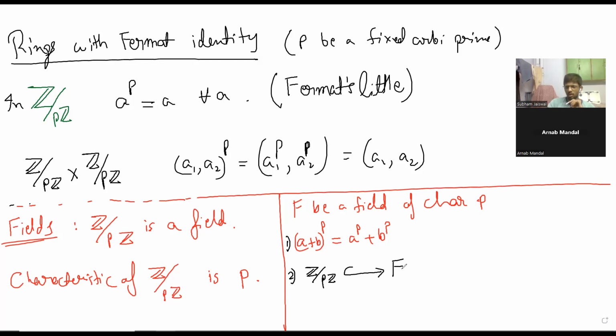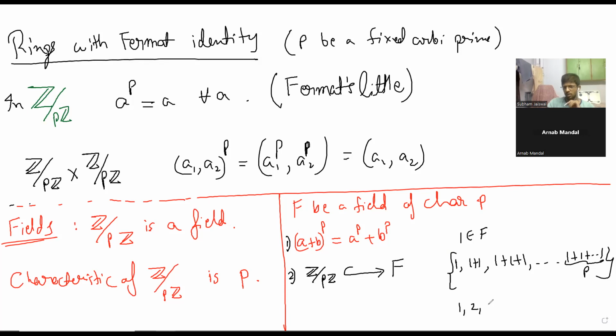This I'm just explaining now, because otherwise it's a little different type of question. What do I mean? I mean that you look at this F, and look at the element 1 in F. And then you look at this element 1 plus 1, and look at 1 plus 1 plus 1, and similarly P times. Look at this collection.